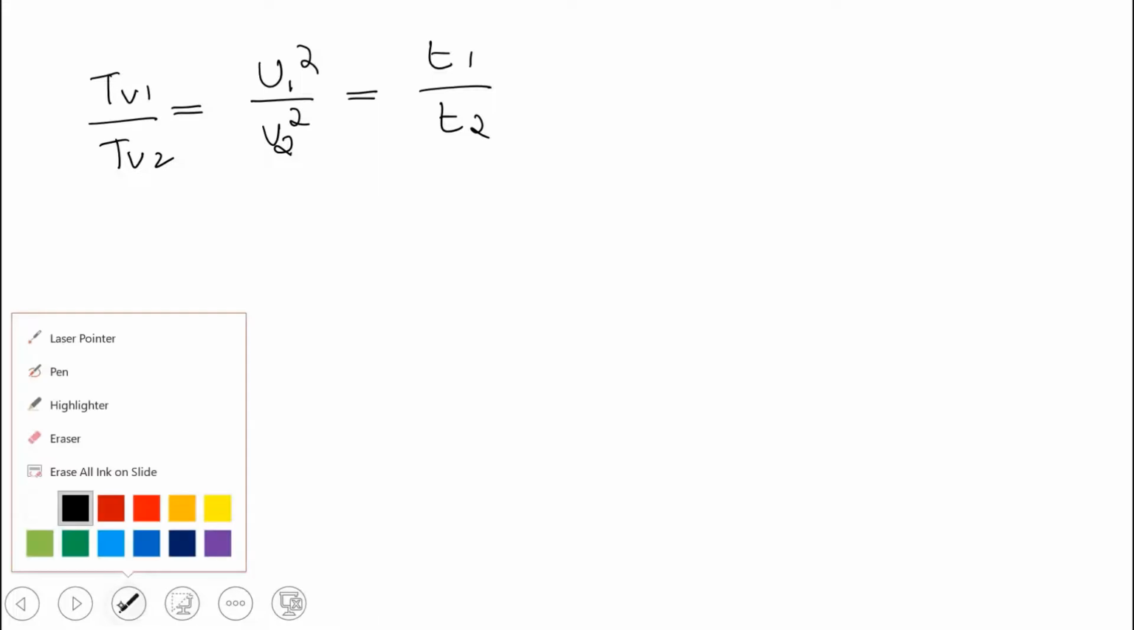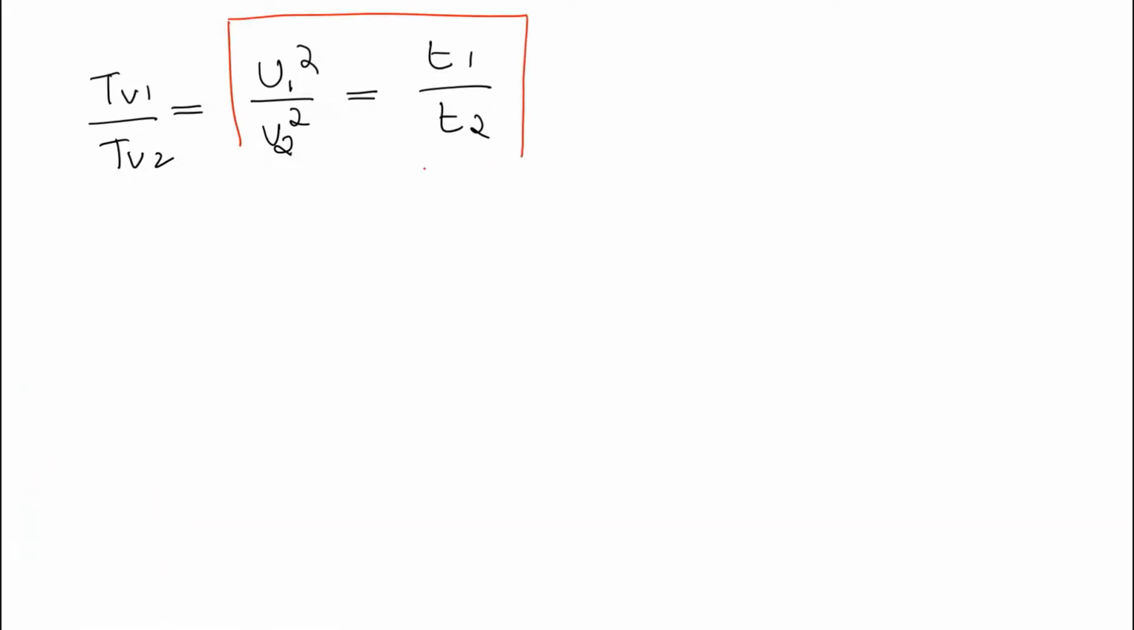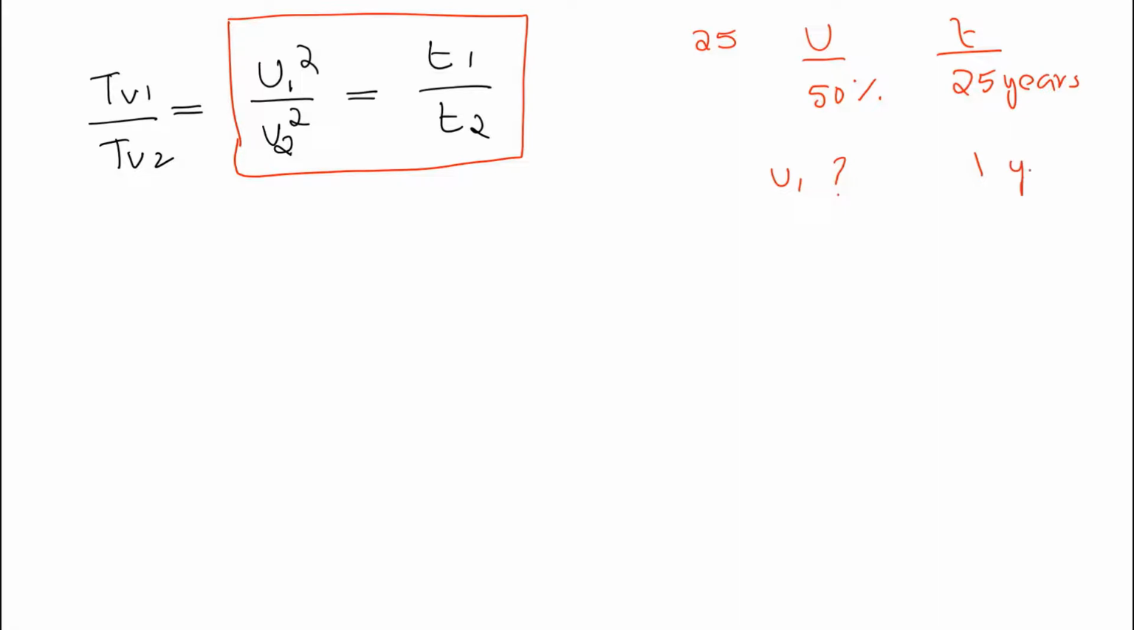So I developed an equation which relates degree of consolidation and the time required for obtaining that degree of consolidation, right? Okay, so we have this equation U1²/U2² = t1/t2. Now, for this particular 25 meter thick clay layer, what we found out is that for U of 50%, it will take 25 years. So we have to find U1 for 1 year and U2 for 4 years.